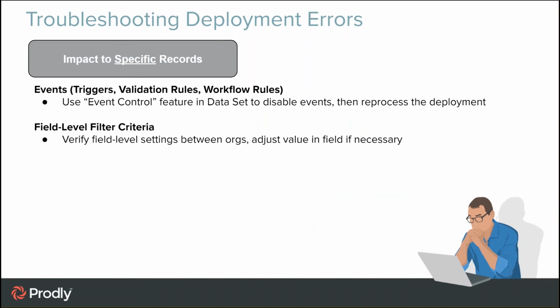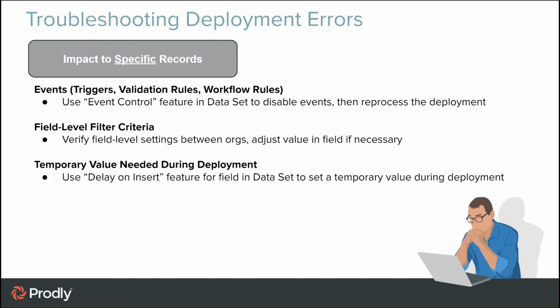If you are seeing an error due to a value not matching a filter criteria, this can be due to a mismatch in the field level settings between your source and destination orgs. This typically happens if an event is active in your destination, or if there was a change to the filter in your source after your record was created. Based on your use case, either deactivate the event using the Event Control feature, or adjust the data in your source to match the criteria in the filter. After performing the necessary changes, redeploy your dataset.